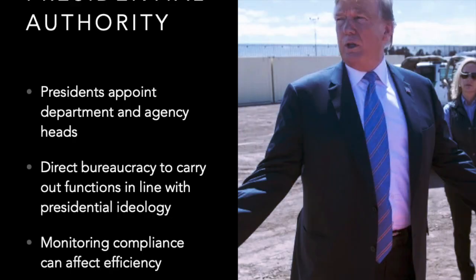On the next slide, we go to the president himself, because there is presidential authority involved here. Presidents are in charge of appointing the department and agency heads. All of those are appointed positions. Now, everyone who works below a certain level are the career bureaucrats, but the top levels are appointed positions. So the presidents are going to appoint people who they feel will carry out policies along with promises that were made on the campaign trail. And so they can direct the bureaucracy to carry out functions in line with what the president believes, right? So they push that down: okay, your agency needs to start doing this because that's what I told people on the campaign trail.